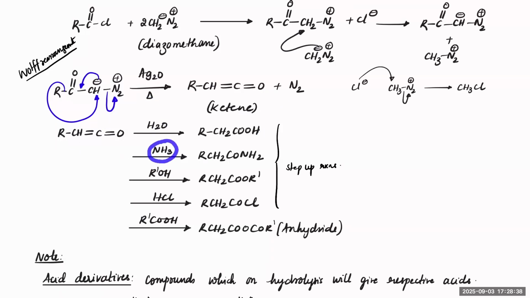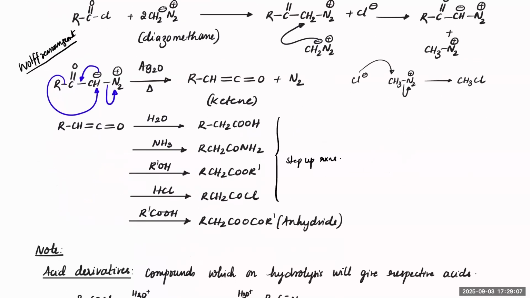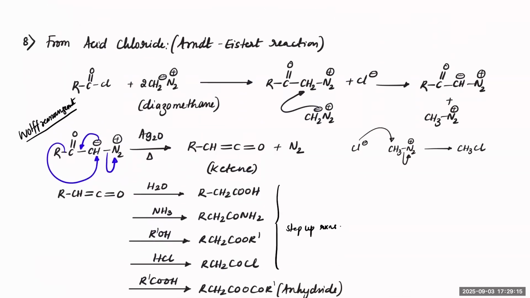Next, with ammonia, NH3, H gets added here and NH2 gets added here. With alcohol, H gets added here and RO minus gets added here. With acid chloride, H gets added here and Cl gets added here, so an acid chloride will form. With carboxylic acid, H gets added here and COOR gets added here, so you will get an anhydride. This reaction has a lot of advantages because once you get a ketene, you get a lot of carboxylic acid derivatives. The reaction is known as the Arndt-Eistert reaction.